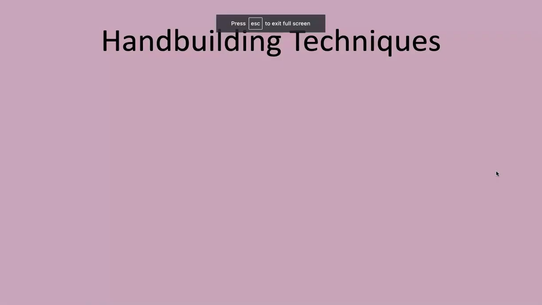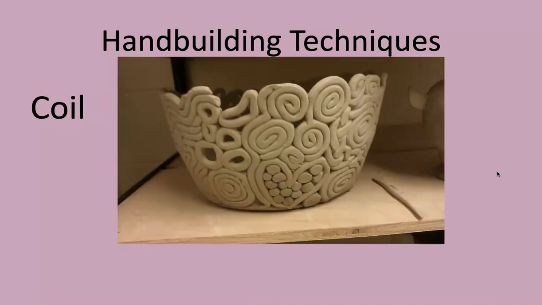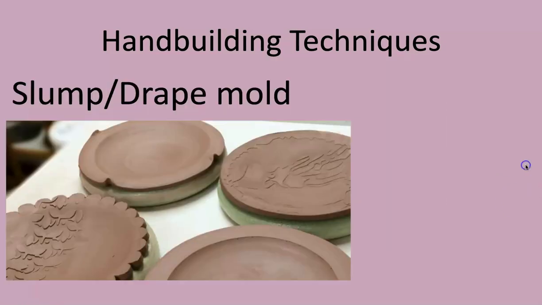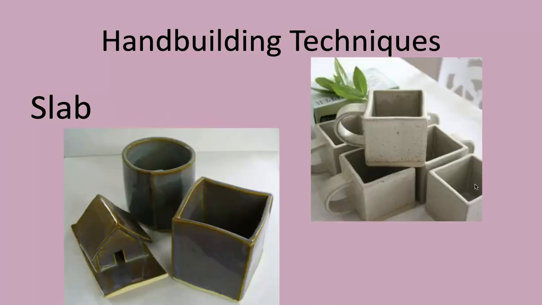Now you're going to actually get into a little review about the hand building techniques, but I'm just going to gloss over them really quickly. We have pinch, we have coil, we have slump and drape mold, we have slab, and there we are.